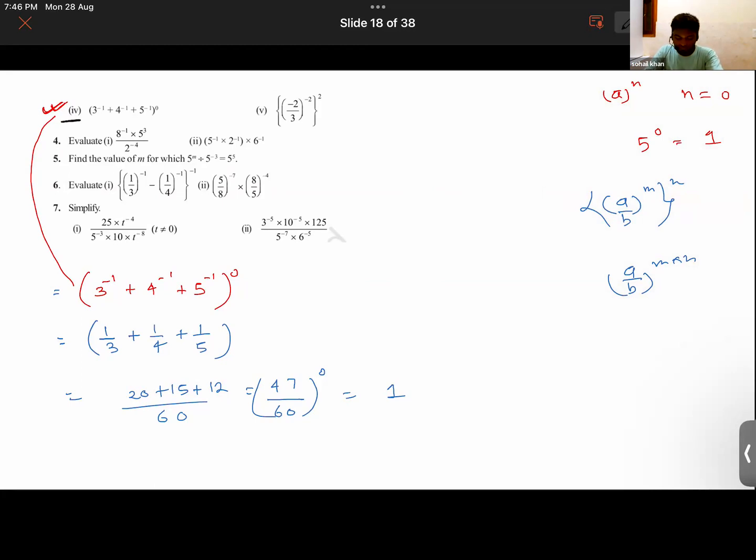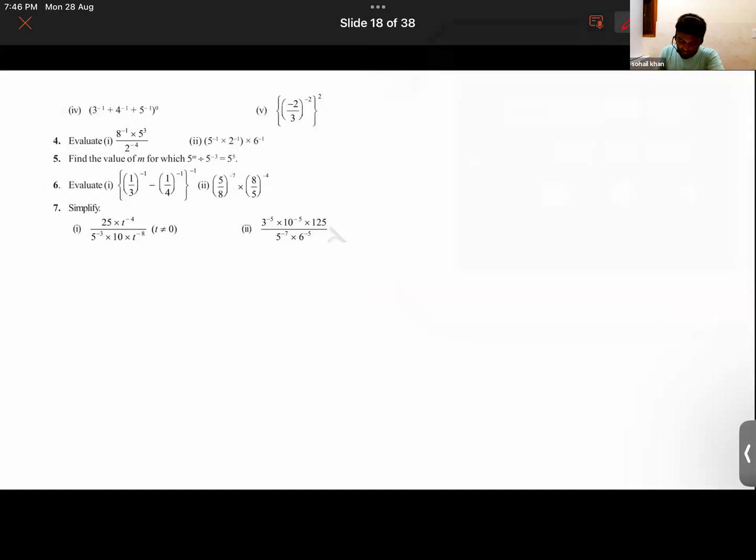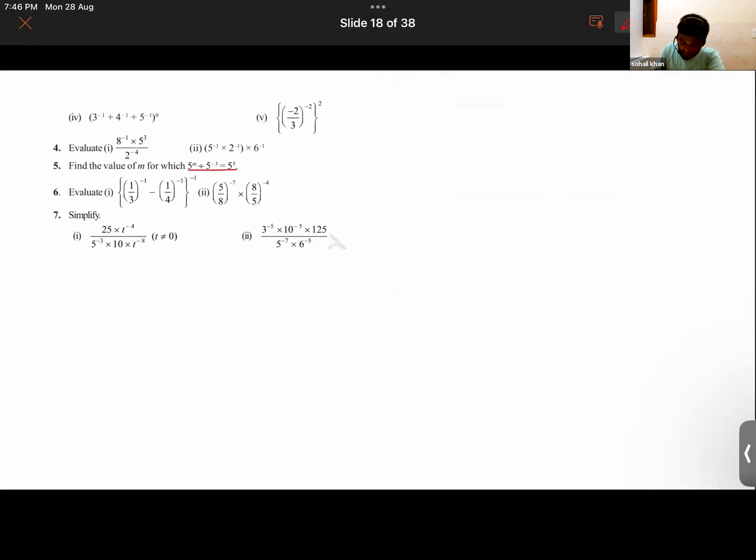The question number 5. Okay, let's start with question number 5, and then we will see the second of question 7. So question number 5, what is given in the question? You need to find the value of m. That one was an interesting question. Okay, that we will be solving here.